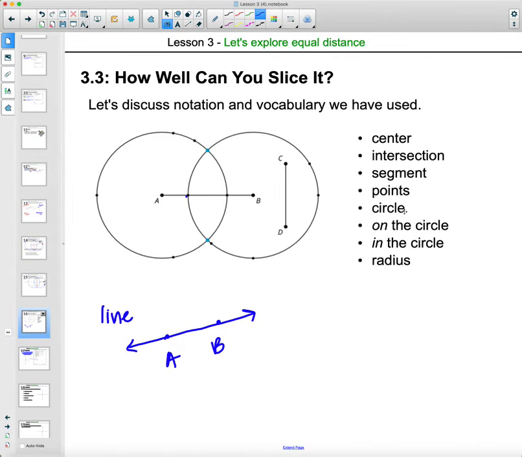Circle, set of all points equidistant from a point. So these ones, this is from our warm-up. So these are all CD distance away from B, set of all points CD distance away from A. So circle is the set of all points equidistant from a center. On the circle would be these dots that are on the circumference of the circle or on the line of the circle. So those are on circle A. These are on circle B.